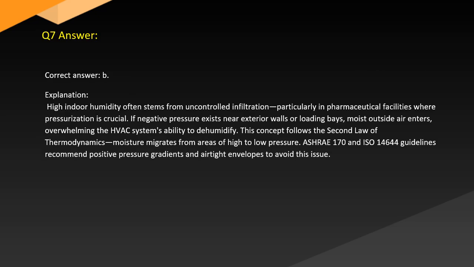Answer. Correct answer: B. Explanation. High indoor humidity often stems from uncontrolled infiltration, particularly in pharmaceutical facilities where pressurization is crucial. If negative pressure exists near exterior walls or loading bays, moist outside air enters, overwhelming the HVAC system's ability to dehumidify. This concept follows the second law of thermodynamics. Moisture migrates from areas of high to low pressure. ASHRAE 170 and ISO 14644 guidelines recommend positive pressure gradients and airtight envelopes to avoid this issue.